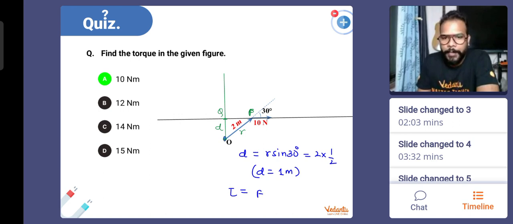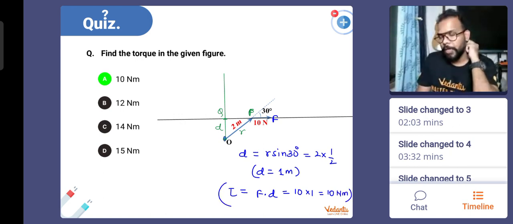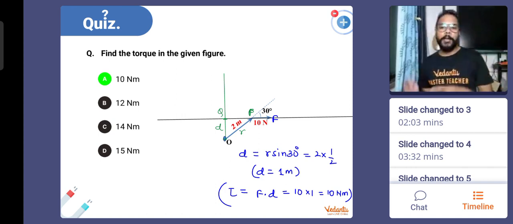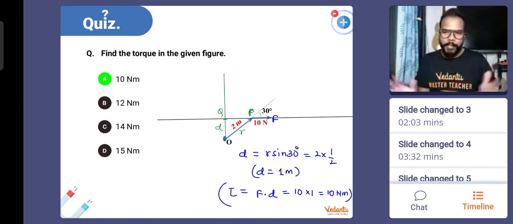So what do we think torque will be? Torque will be equal to F into D, and F into D is 10 into 1. The answer comes out to be the same by all the 3. So whichever approach you are able to apply, you will just go by that. The question will never tell you to apply this method only. You have all the liberty. All 3 methods clear to all of you? Once again, very nice.